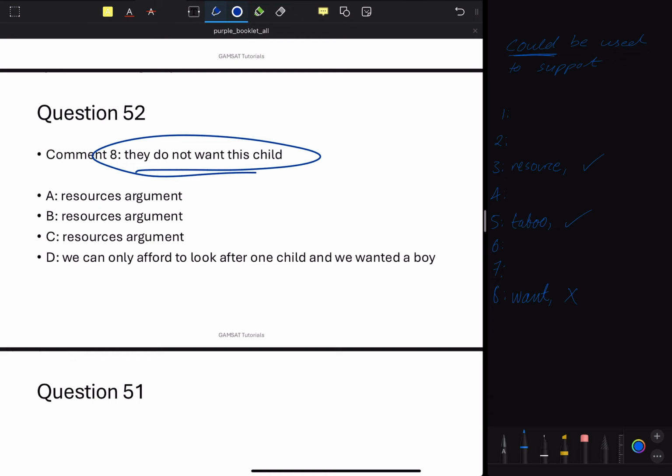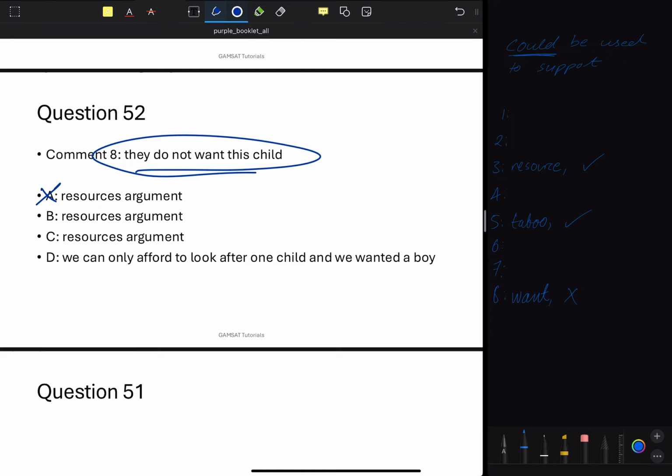Okay, so A, we live in an isolated region where medical services are minimal. That's incorrect. That's a resource argument. And if we remember, comment 3 is our resource argument. That's making a resource argument. B is also making a resource argument because they're saying we can't guarantee the quality of life. We may not have the resources. We cannot guarantee that.